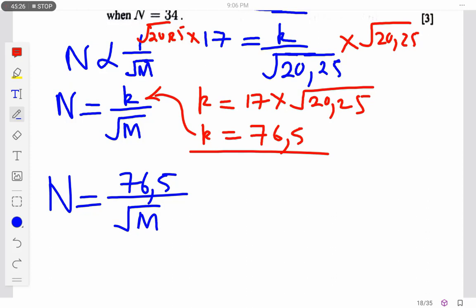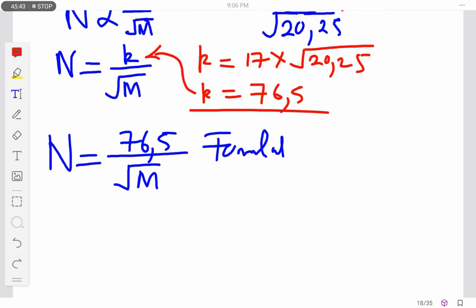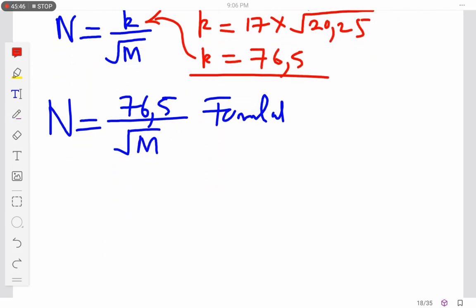Now this is a formula that we can use to find any value. We are going to find the value of m when we are given n is 34. So that's how we are going to use this formula. The value of m, we simply say n is 34. So we can say 34 is equal to 76.5 over square root of m, like this.